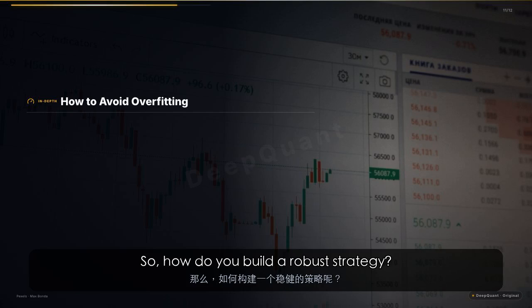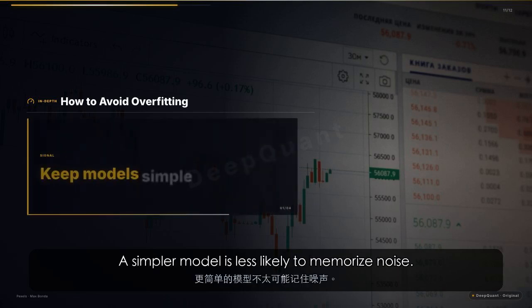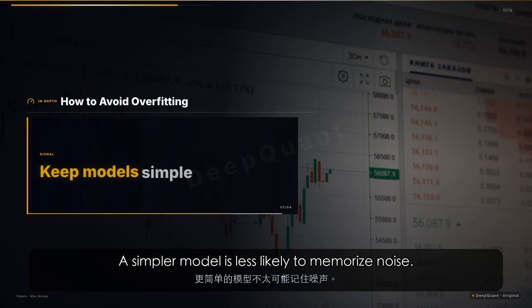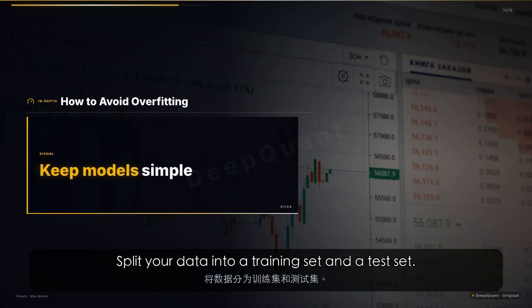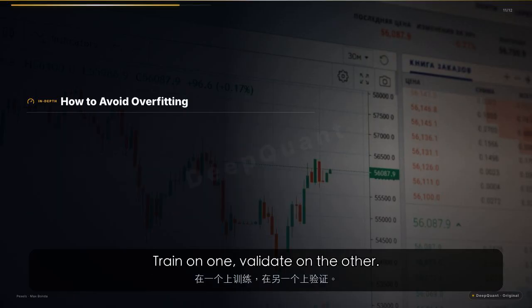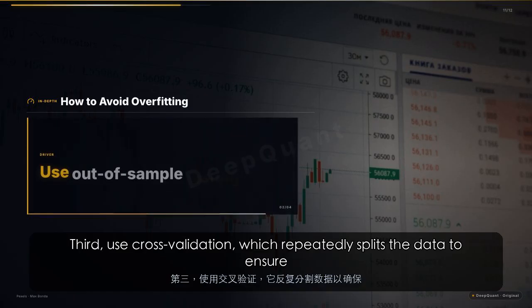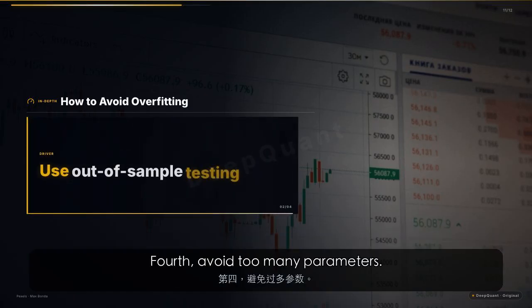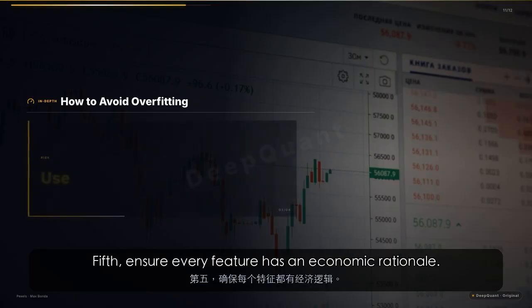So, how do you build a robust strategy? First, keep models simple. A simpler model is less likely to memorize noise. Second, use out-of-sample testing. Split your data into a training set and a test set. Train on one, validate on the other. Third, use cross-validation, which repeatedly splits the data to ensure stability. Fourth, avoid too many parameters. Every additional parameter increases the risk of overfitting.